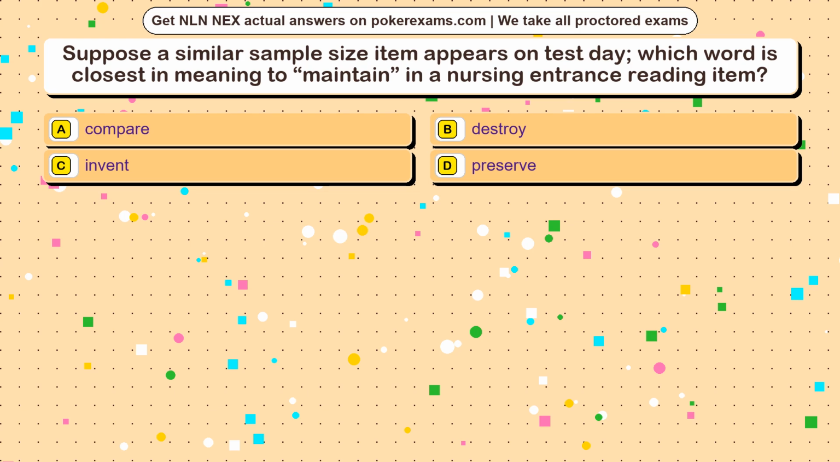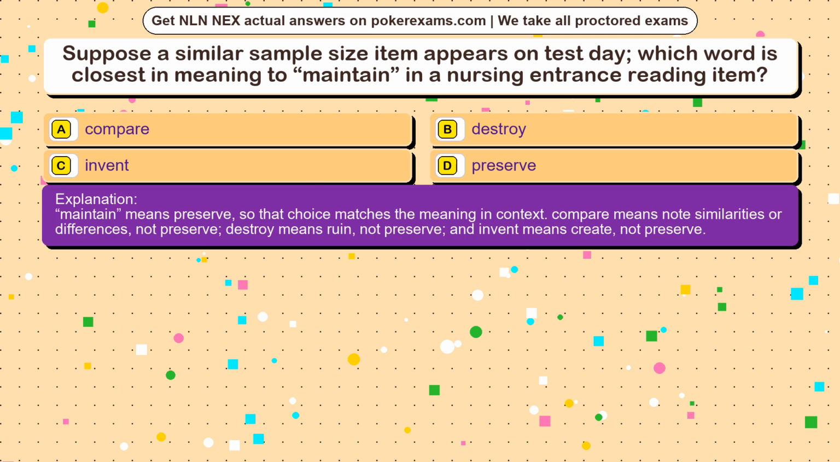The correct answer is option D. Maintain means preserve, so that choice matches the meaning in context. Compare means note similarities or differences, not preserve. Destroy means ruin, not preserve, and invent means create, not preserve.